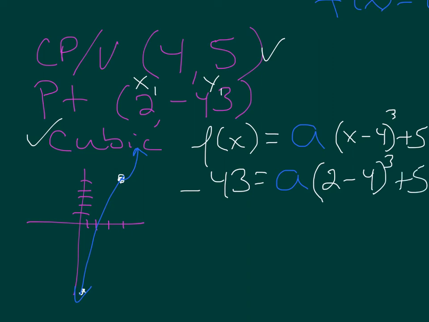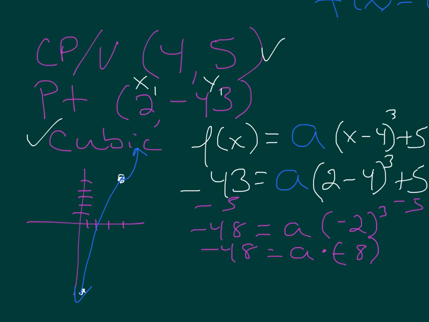Now this is pretty straightforward. I'm going to solve for a, because this entire equation is all numbers with one variable. First thing I'm going to do is subtract 5 from both sides. So negative 48 equals a times, inside the parentheses, negative 2 cubed. Negative 2 cubed is negative 8, times a. Don't forget those are being multiplied, not subtracted. If it's negative you should probably put it in parentheses. Now I can divide both sides by negative 8, and I get a equals 6.